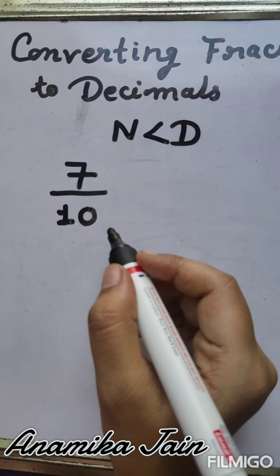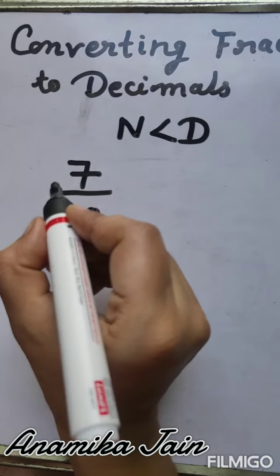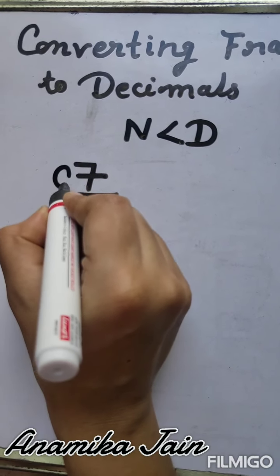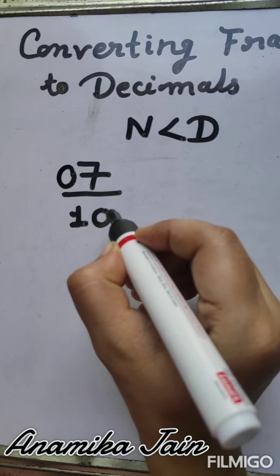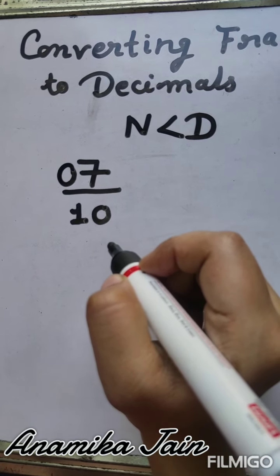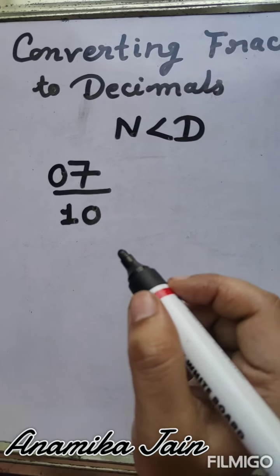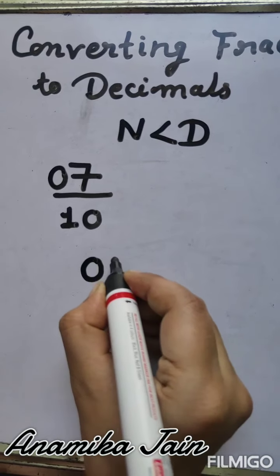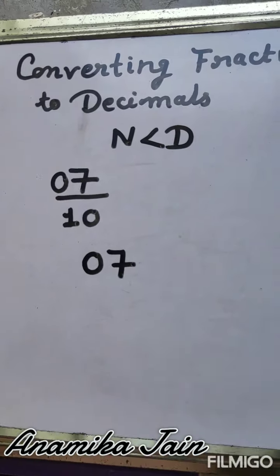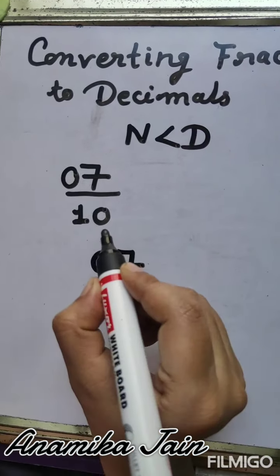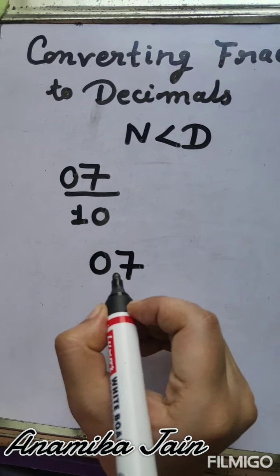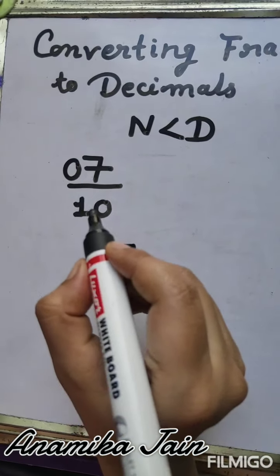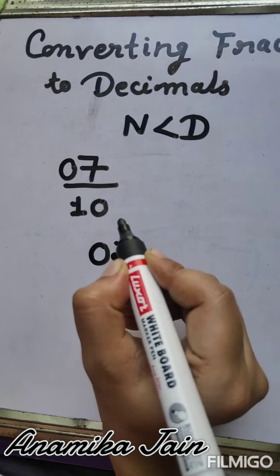So we will put 0 before 7 to make it equal to the number of digits in 10. Now there are 2 digits in the numerator and 2 digits in the denominator. Now for converting it into a decimal, what will we do? We will write 7 as it is, then we will place a decimal point before 1 digit from the right hand side. Why are we placing it there? Because there is 1 zero in the denominator.